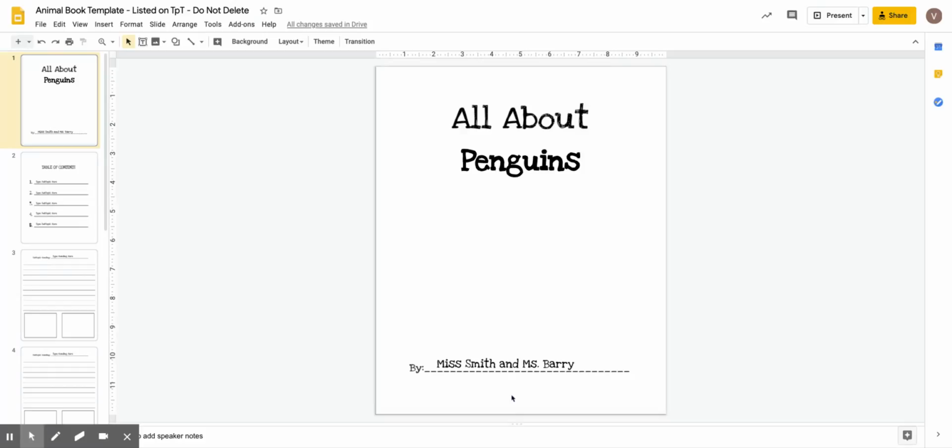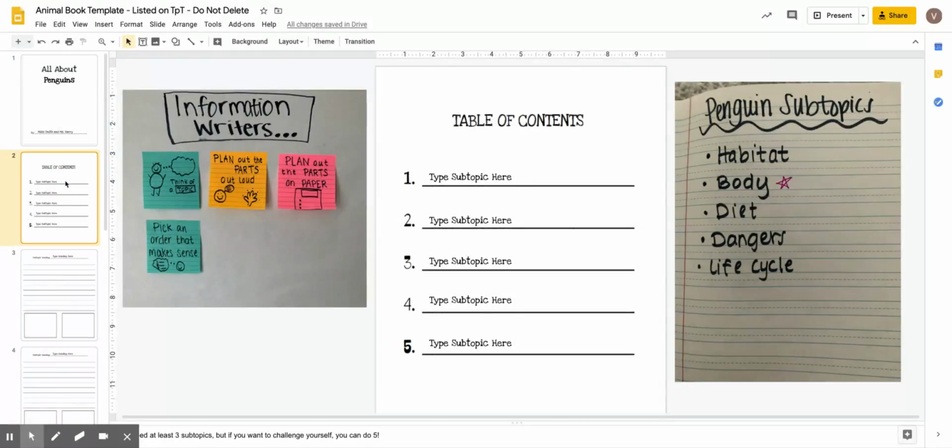The next thing that you're going to do is go to the second slide, which is your table of contents slide. Now, you are going to create a table of contents today, and that'll be pretty easy for you because, like you see right here on my screen, you have this in your research notebook as well, because we came up with a list of subtopics that we were going to research at the beginning of last week. So this is mine right here.